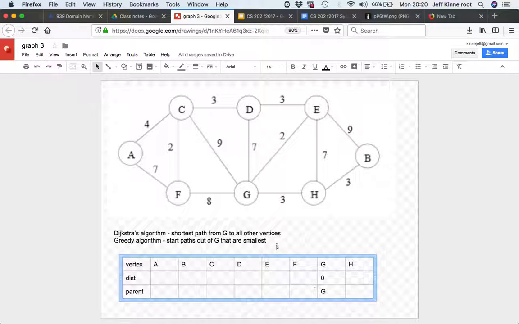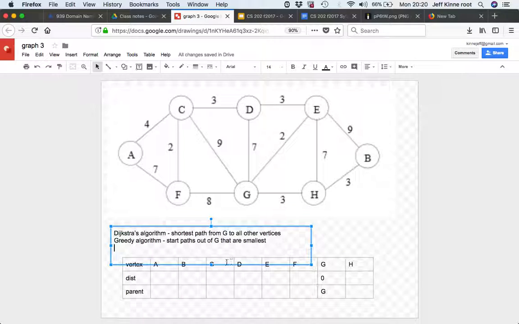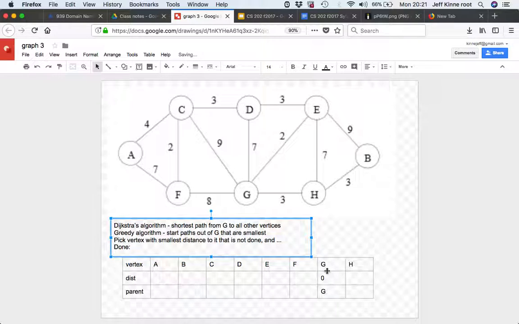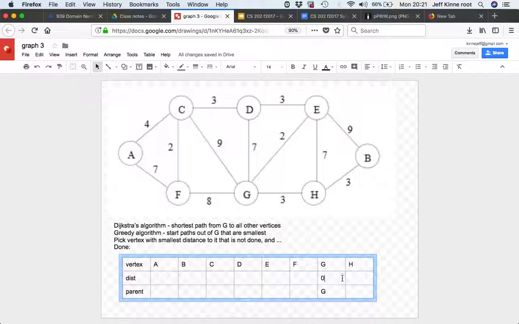And then what we're going to do each time is pick the smallest. We'll have a done list as well. So we pick the vertex with the smallest distance to it that is not done. Initially we don't have anything done, we just initialize the table like this. Okay, so now what's the smallest one that's not done?